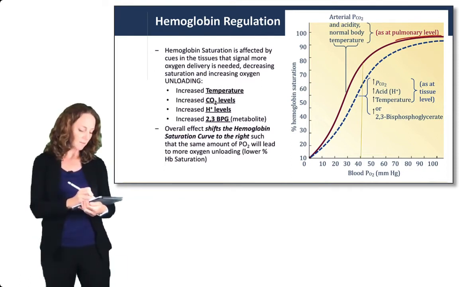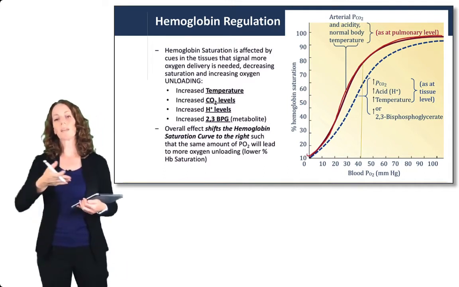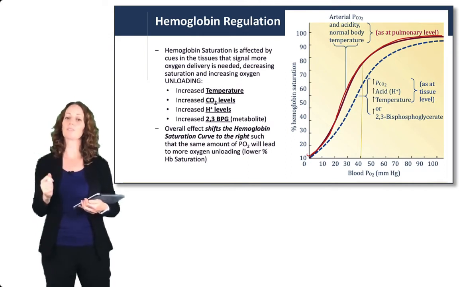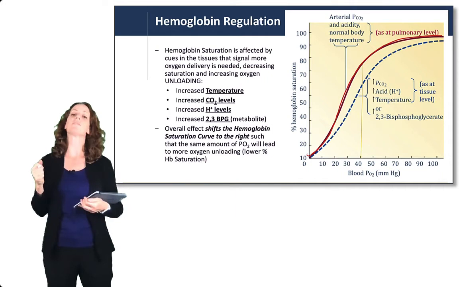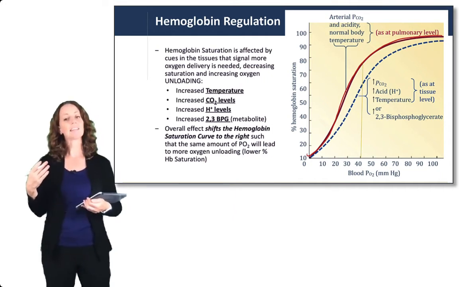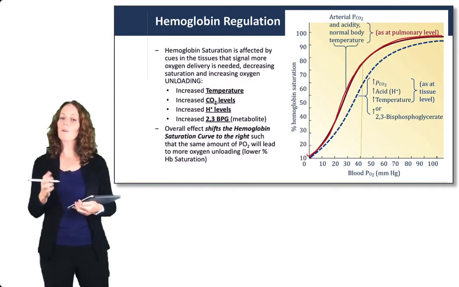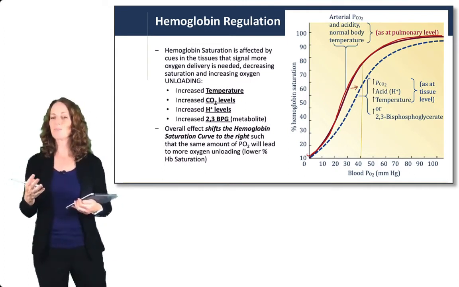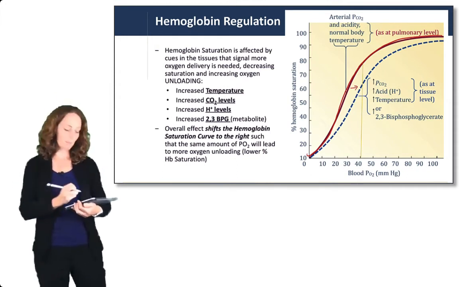So here what we see in red is the normal curve that we just showed you, where hemoglobin binds and unbinds based on the partial pressures of oxygen. Now, if we add the additional signals of metabolites, acid, high CO2 levels, or higher temperature, the whole curve will shift over to the right. What does that do? Let's look at our PO2 of 40 as an example.